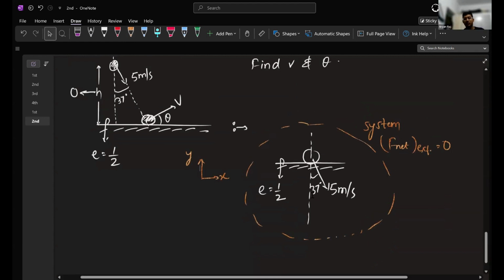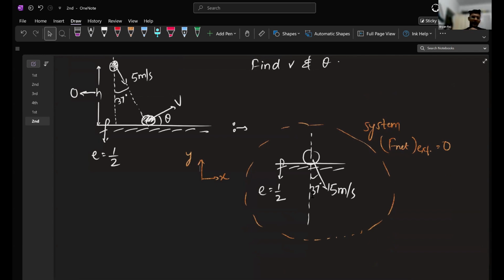But I guess momentum conservation won't even be required to solve this question. If you ask me why, because the coefficient of restitution is already given, and the final velocity of this block and its angle are both completely dependent on this value only. Why? Because now let me break this down into components. This is going to be 5 sine 37, and this is going to be 5 cos 37. Any doubts up until here?